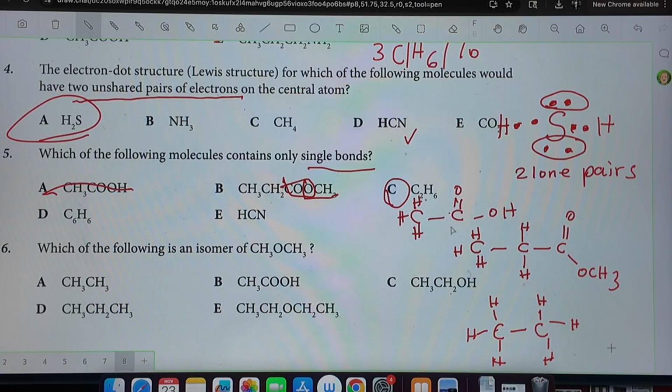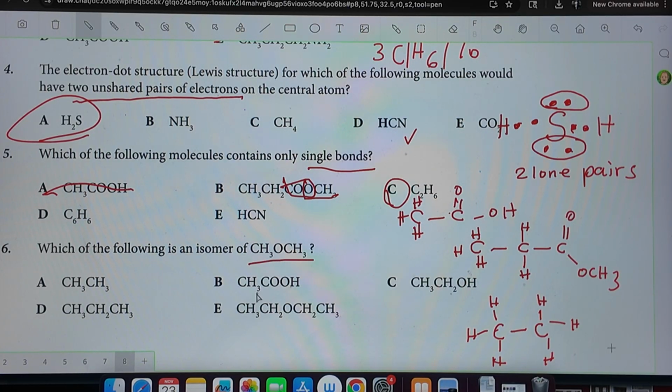These questions, if you draw out every single one of them, you've got to identify the issue. See how we identified the issue with A, and then it matched here in B because it had the alcohol group and the double bonded oxygen. So yeah. Which of the following is an isomer of this?